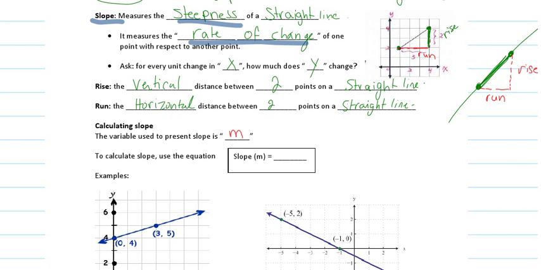To calculate the slope, you're going to use the formula. So m is equal to rise over run. Okay? So you're going to count your rise, how much you go up by, divided by your run, how much you go over by, and that's going to give you the slope of your line. Okay? So let's look at an example.